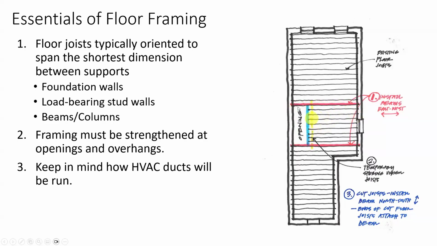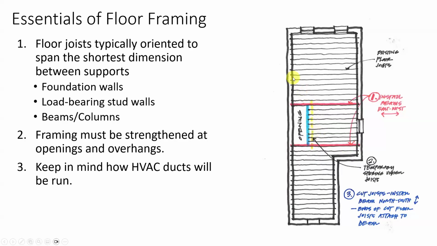So all this load eventually has to get down. Half of it goes to the wall, half of it goes here, half of it goes up, half of it goes down. But then most of it comes in on this member onto that wall. So that's why you have to strengthen the framing at openings. And then you also have to keep in mind how your HVAC ducts will run.